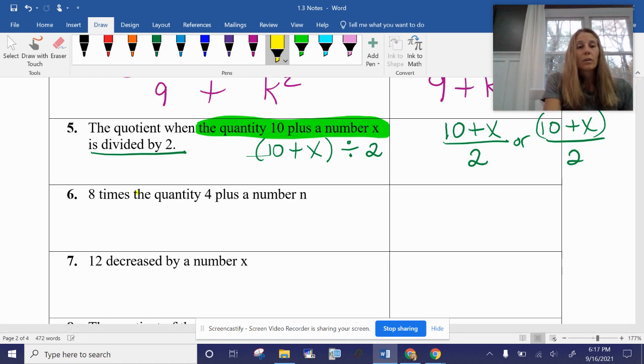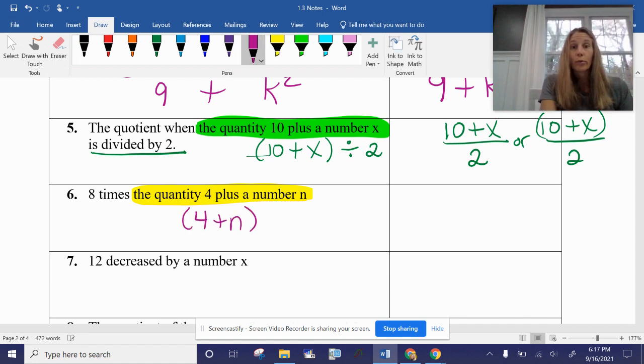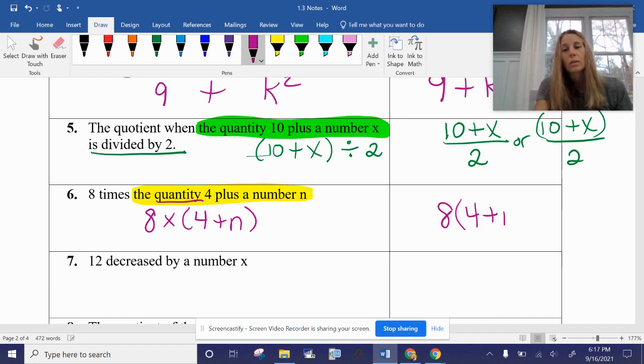Okay, the next one here. 8 times the quantity 4 plus a number n. So right away we'll take care of that piece. 4 plus n, and I put it in parentheses because of that word quantity. And then it says 8 times. So you might want to write 8 times like that. But again, when you're multiplying two things, you can smush them right up next to each other, and that indicates the multiplication. So we can really just write 8 parenthesis 4 plus n, close that parenthesis.